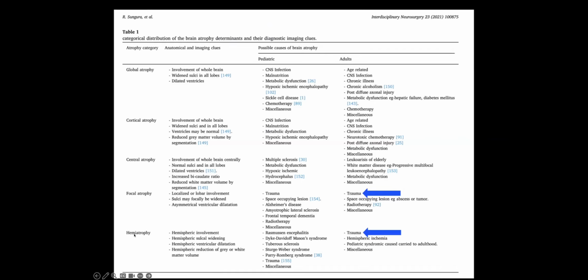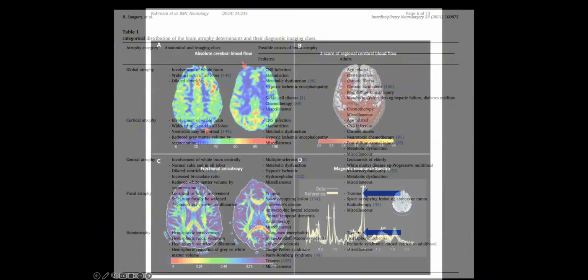If you have hemiatrophy, for example, or asymmetric atrophy, again, trauma is a very important cause right there in adults in particular. And then other areas would have to include things like ischemia or stroke, or some pediatric syndrome from childhood, which again, we don't really see.